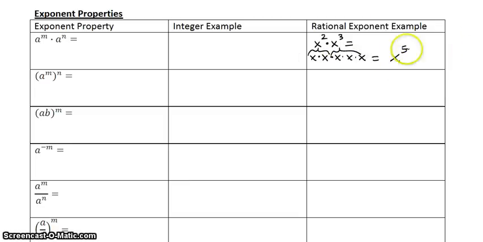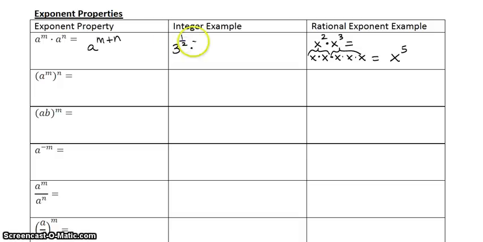If you ask yourself what happened here, really I added the exponents. So this property is that if I am multiplying, I actually add the exponents. That's confusing. But if I'm multiplying these two things with a base, I actually am adding the exponents. Here's an example with numbers.